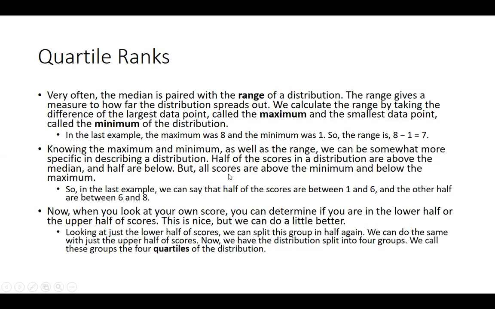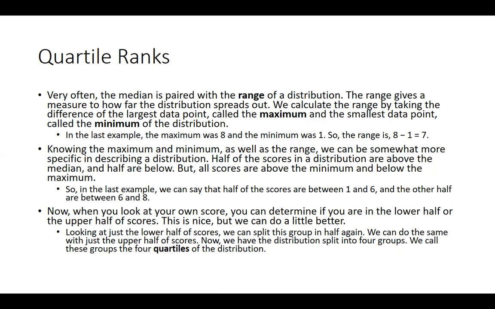Very often, the median is paired with a range of the distribution. The range gives a measure of how far the distribution spreads out. We calculate the range by taking the difference of the largest data point, called the maximum, and the smallest data point, called the minimum, of the distribution. In the last example, the maximum was 8 and the minimum was 1. So the range is 8 minus 1, or 7.